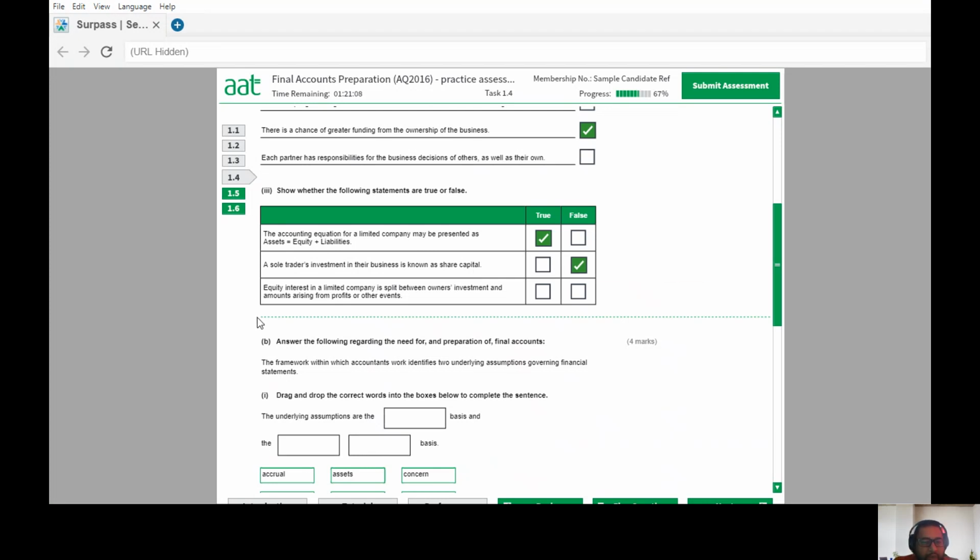Equity interest in a limited company is split between the owner's investment and amounts arising from profits or other events. Yeah, it makes sense. The equity interest in a limited company is split between the owner's investment, because the owner is putting the money in there, and then obviously amounts arising from profit and other events. Yeah, that makes sense.